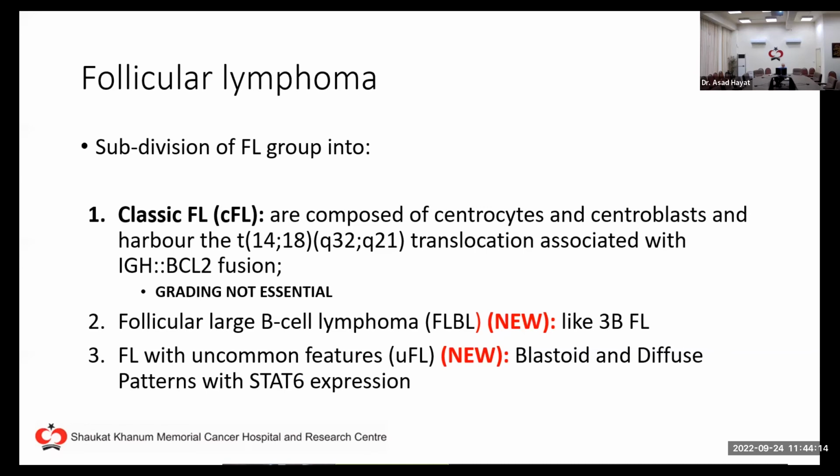And then previously, the grade 3B follicular lymphoma, which was considered analogous to diffuse large B-cell lymphoma anyway, is now recognized as follicular large B-cell lymphoma. So that is what was previously 3B. And then they also define follicular lymphoma with uncommon features. If you have a blastoid morphology, or a diffuse pattern, and especially with STAT6 expression, these are uncommon features, and these behave in a more aggressive fashion.